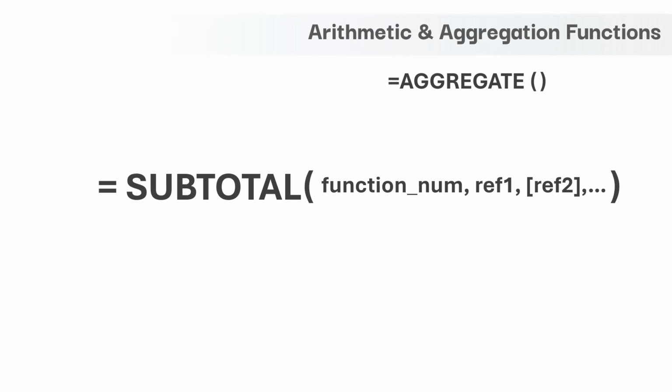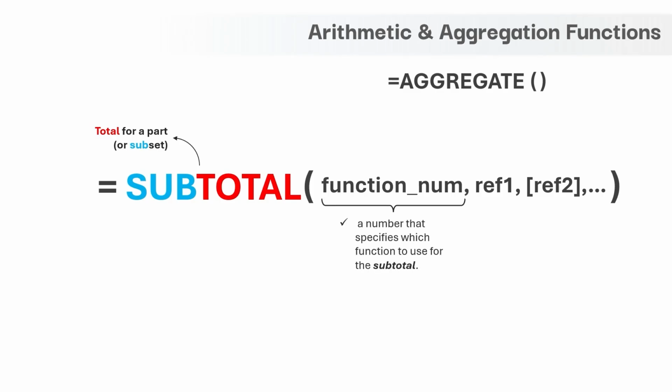Let's try to break it down. The function name subtotal just means total of a part or a subset, and we will get more clarity when we see some examples on this. The first argument, function number, specifies which function to use for subtotal. It takes different sets or ranges of values as input.